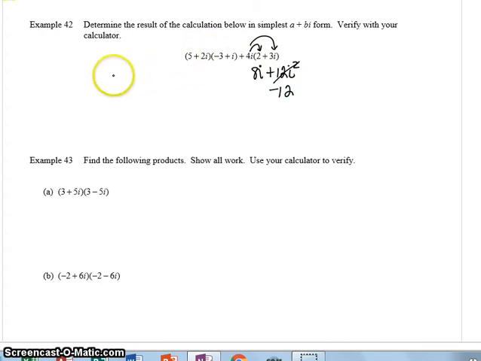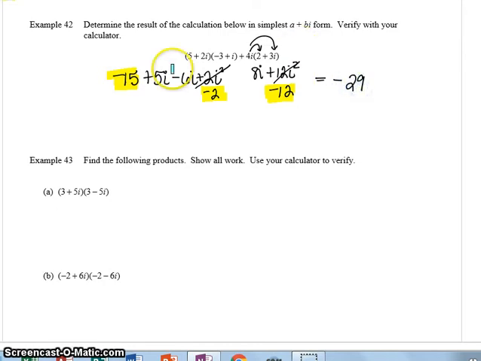Alright, FOILing. So my first terms I get negative 15. My outers I get plus 5i. My inners I get minus 6i. And my last I'm going to get a 2i squared. That whole thing changes to a negative 2 because it's 2 times negative 1. So now look, I have negative 15 minus 2 minus 12. So negative 15 minus 2 is going to be negative 17. Negative 17 minus 12 is going to be negative 29.